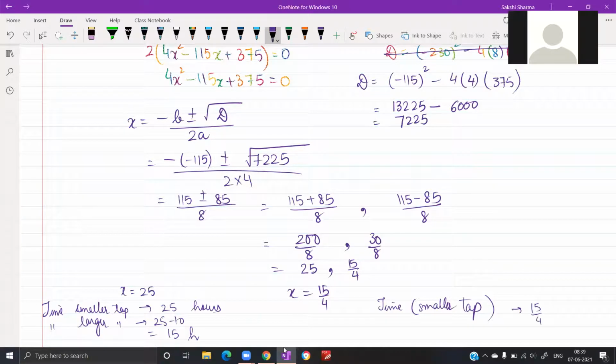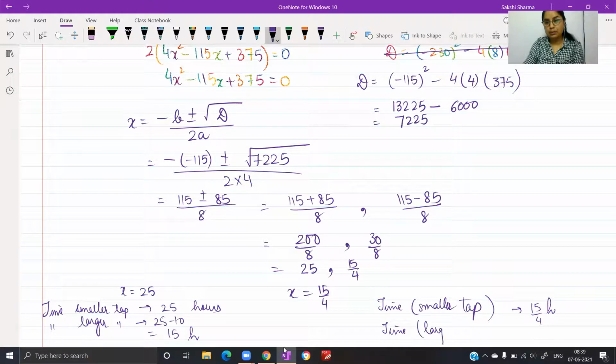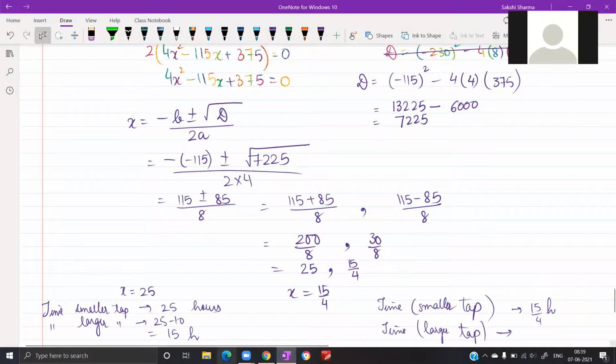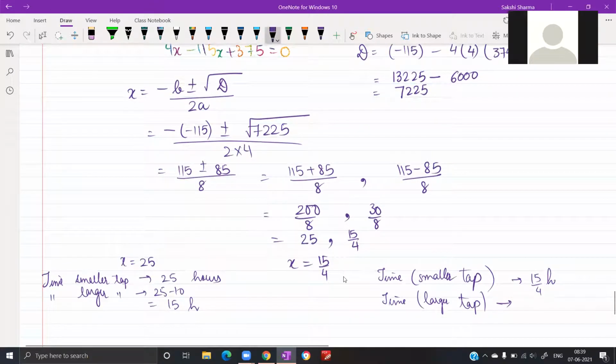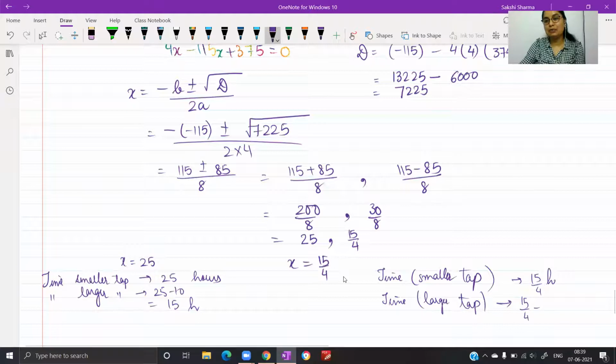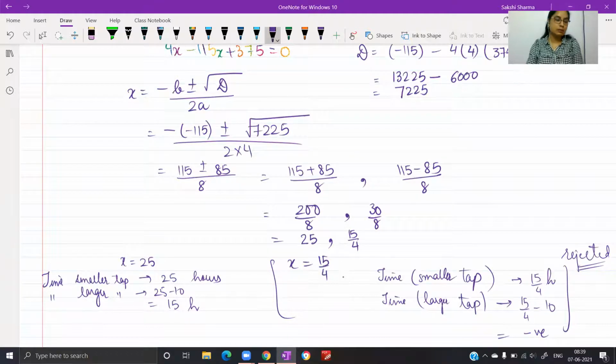Then this value will be rejected. And why would that happen? Because 15 by 4 is less than 10. If you try to reduce the time by 10 hours, the answer comes out to be negative. So this particular case will be rejected. So this is the answer. The time taken by the smaller tap individually to fill the tank is 25 hours, and for the larger one, it's 15 hours.